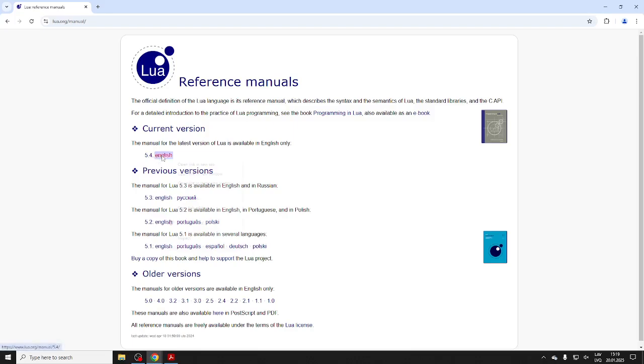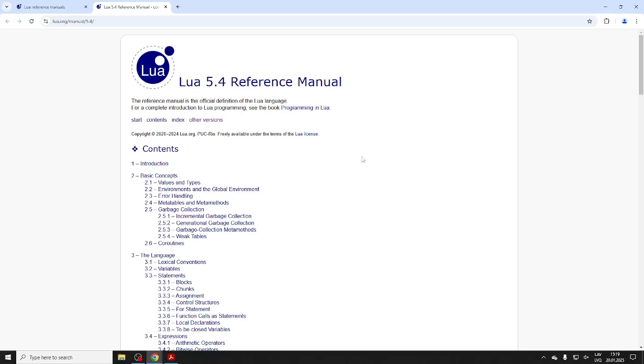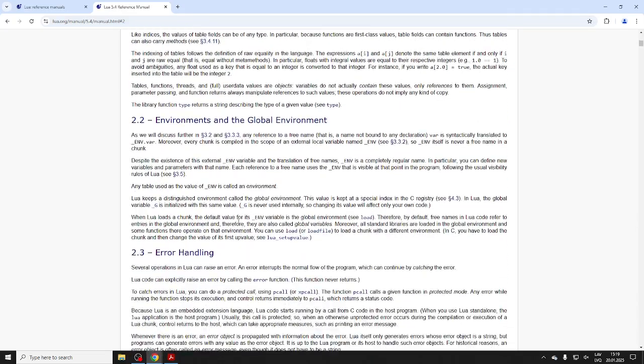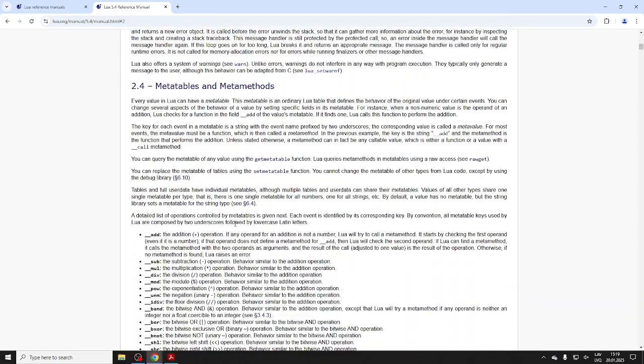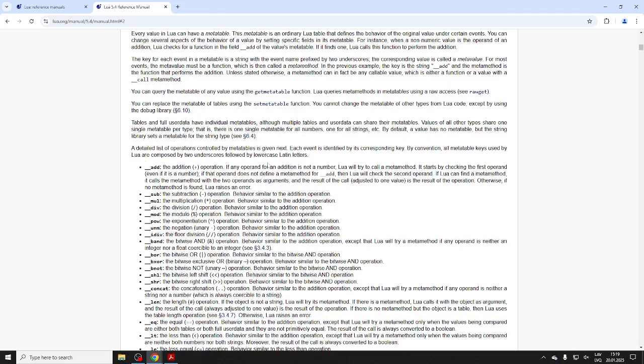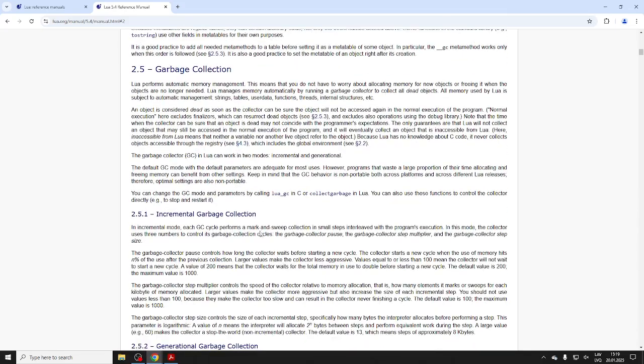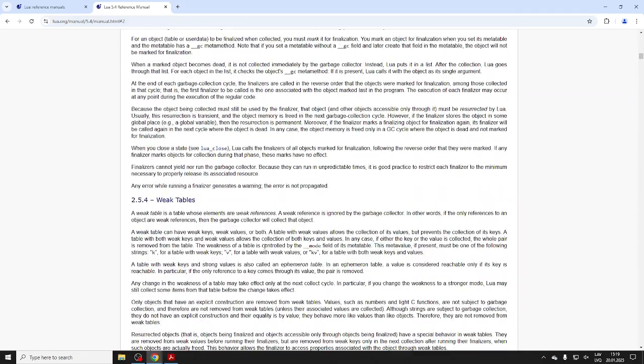So there's the English version. Actually, it's written by Brazilians. Let's see how they do it. This should be simpler. Basic concepts: values, types, environments. It's written like a novel, but it tells you what operations are allowed. Garbage collection: what kind of garbage collection is there? Weak tables.